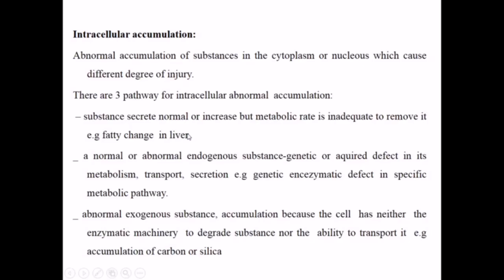There are three pathways: either a normal or increased substance, but metabolically inadequate to remove it, like fatty change in the liver; or a normal or abnormal endogenous substance with a genetic or acquired defect in its metabolism or transport; or abnormal exogenous substances, like accumulation of coal or silica.